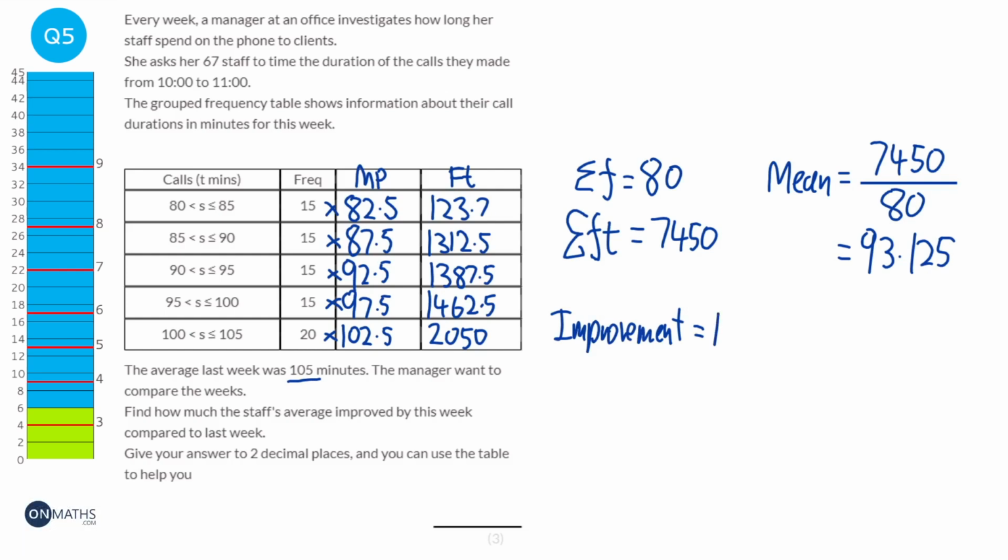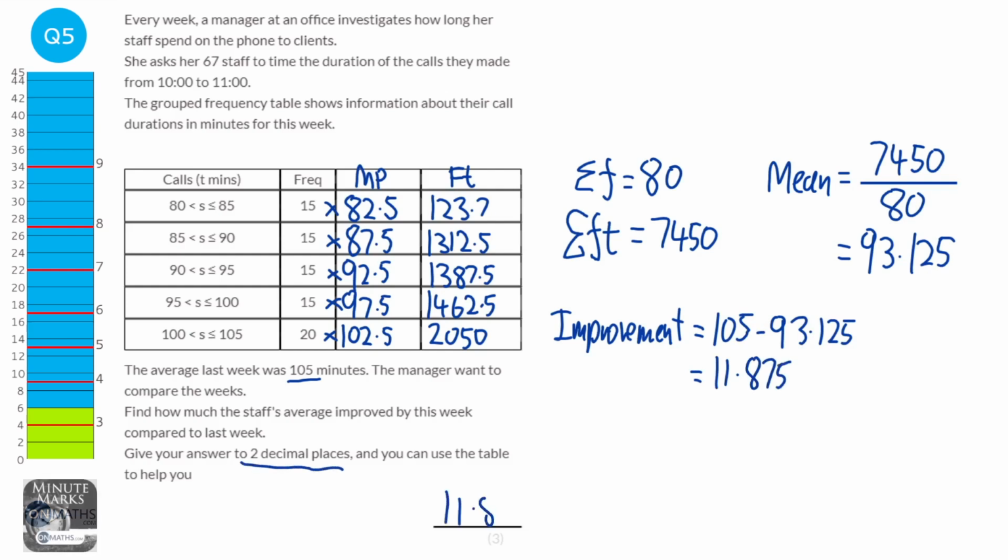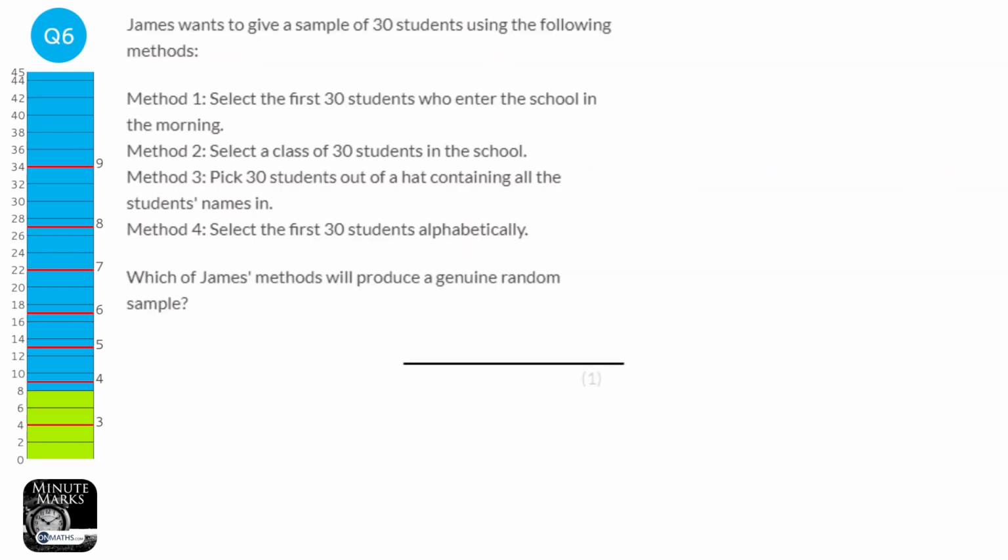And we're going to do 105, take away the 93.125. And that's going to be 11.875. Now it does ask for 2 decimal places, so that will be 11.88. The important thing when choosing a sample is that everyone has an equal chance of being picked.